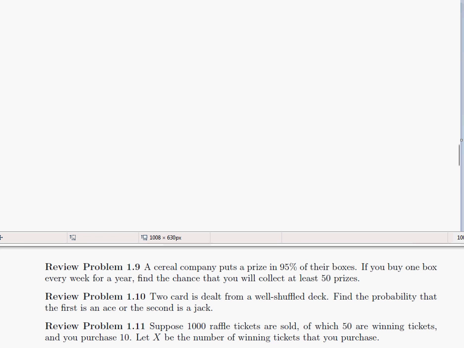I'd like to talk now about the next few review problems, starting with review problem 1.9. A cereal company puts a prize in 95% of their boxes. If you buy one box every week for a year, so 52 boxes, what is the chance that you collect at least 50 prizes? So the probability of at least 50.